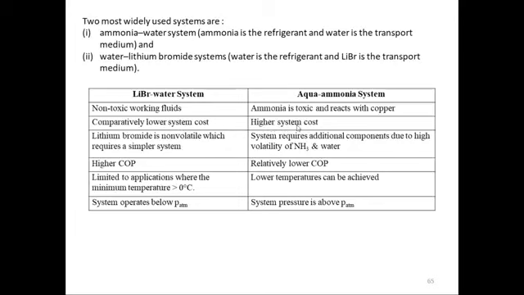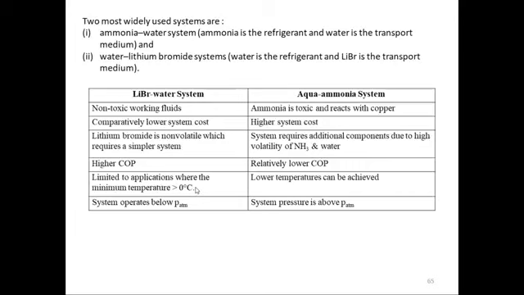Aqua ammonia has a higher cost because it has an extra analyzer type of equipment that you have to install to separate the ammonia from the water. So that's why it becomes a little bit costlier as compared to the lithium bromide and water system. Lithium bromide is non-volatile, which requires a simpler system. The ammonia system requires additional components due to the high volatility of the ammonia and water. Lithium bromide has a higher COP, while the aqua ammonia system has a relatively low COP.